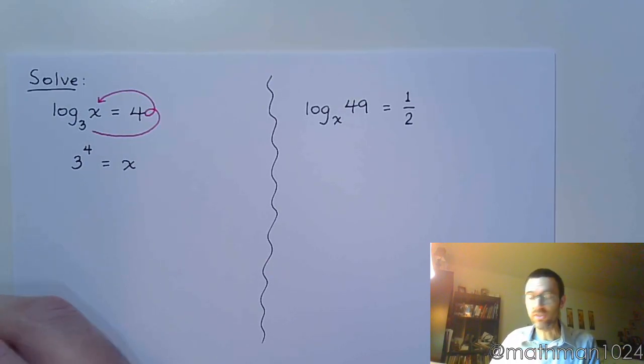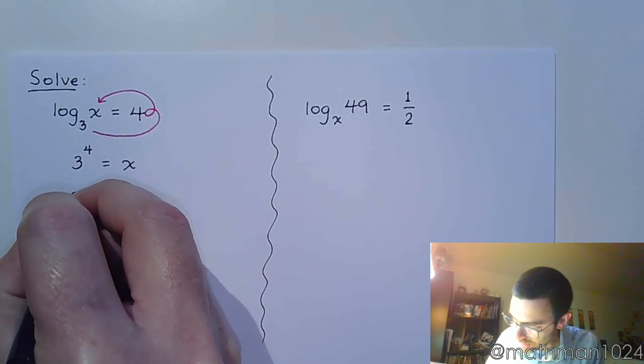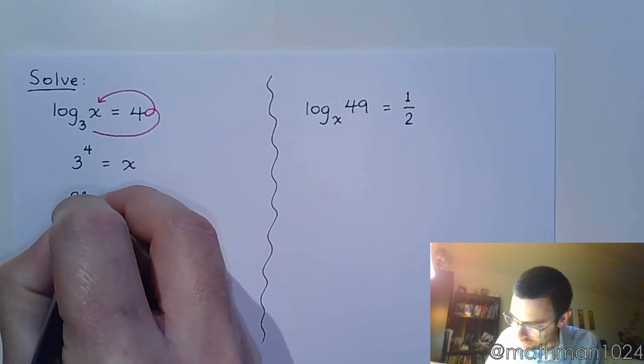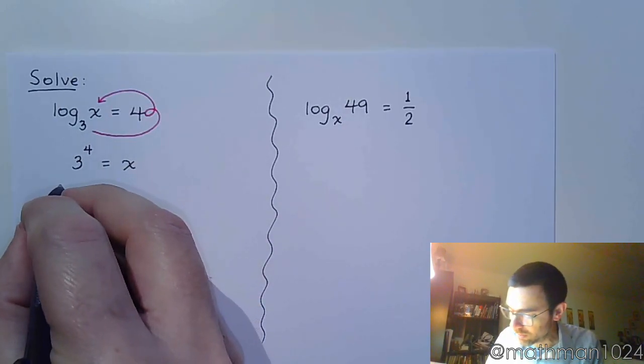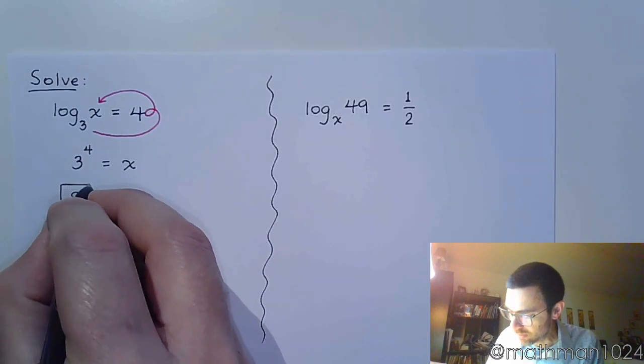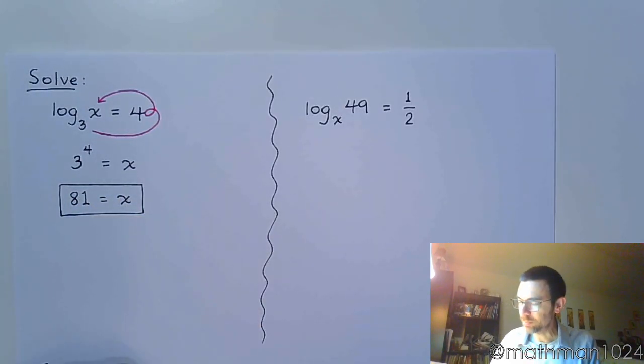And we can look at our list of powers and see that 3 to the 4th is 81. So that means that x equals 81. And that's it. And you're done. Doesn't take any time at all.